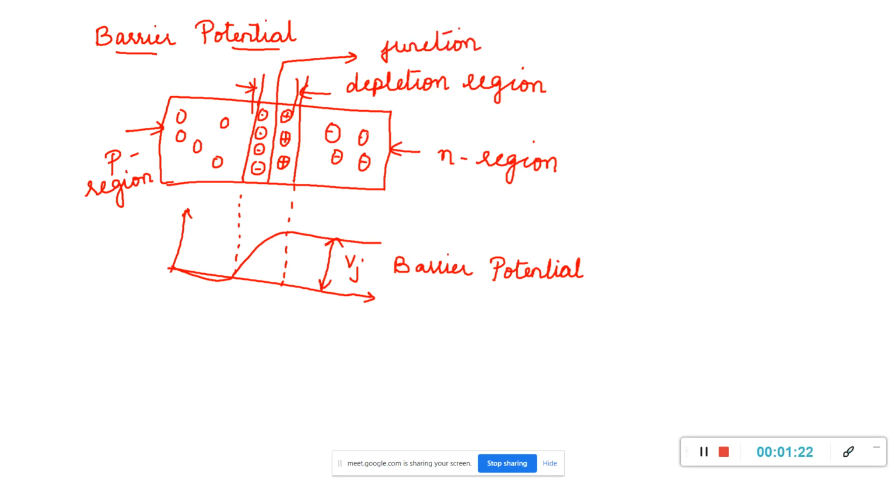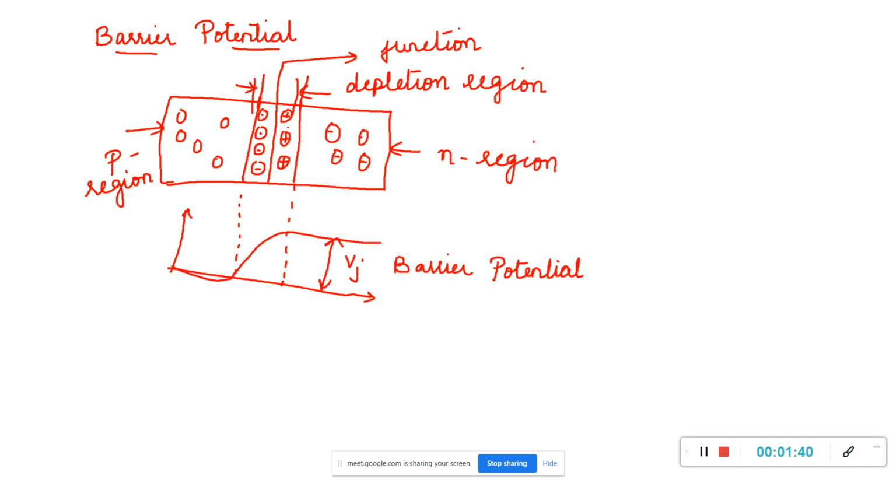So this is the n region, where electrons are majority carriers. This is the p region, where holes are the majority carriers. The distance between these immobile charges is this one and this one. The area between these two terminals is known as the depletion region.